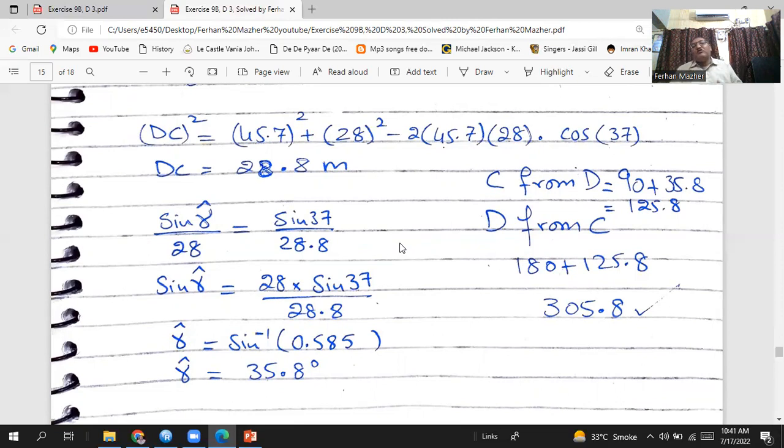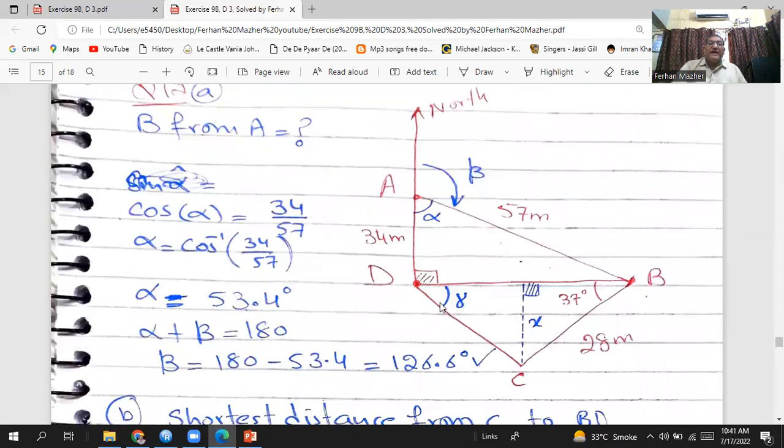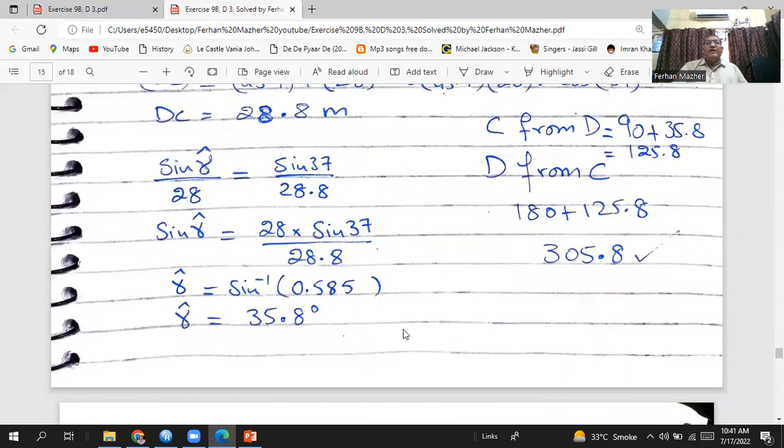My strategy is I will first of all find the bearing of the C from the D. The bearing of the C from the D will be 90 plus the gamma. The bearing of the C from the D is 90 plus 35.8, and that will be 125.8. So the D from C, the back bearing, the C from the D is 125.8, which is less than 180. So I can find the back bearing or D from the C, because the C from the D is less than 180. So the D from the C you can get by adding 180 to 125.8. So 180 plus 125.8, and that will be 305.8 degrees. So this is the strategy how we do it.